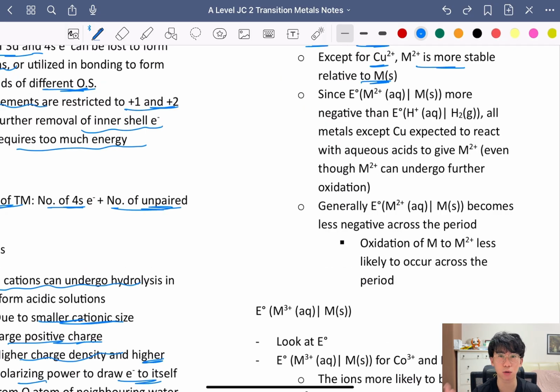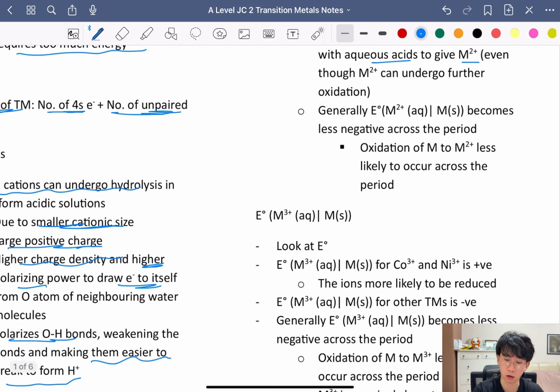Since the E0 of the metals is more negative than the E0 of H+ to H2, you would expect that all metals, except Cu of course, to react with aqueous acids to give M2+. And also even further, M2+ can further undergo oxidation to M3+. Generally, your E0 becomes less negative across the period as well. So the oxidation is becoming less and less likely from M to M2+ across the period.